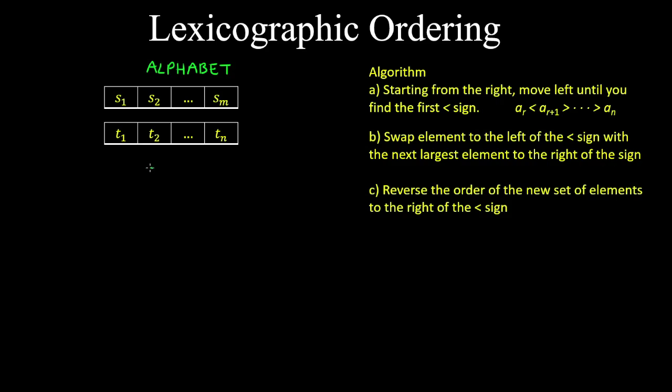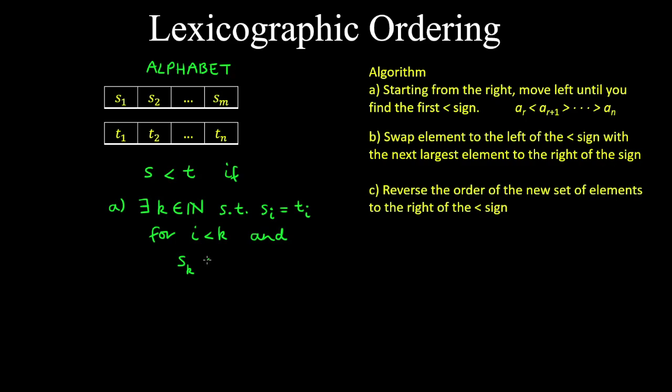Then the word S precedes the word T, or comes before it in the alphabet, if we have condition A, being there exists some integer k such that the character in S at index i is equal to the character in the word T at index i, for i less than k, and the letter at index k in the word S precedes the letter at index k in the word T.